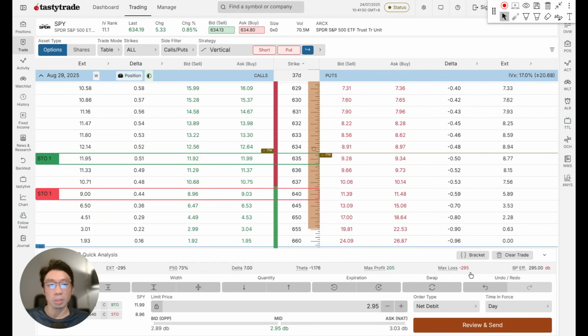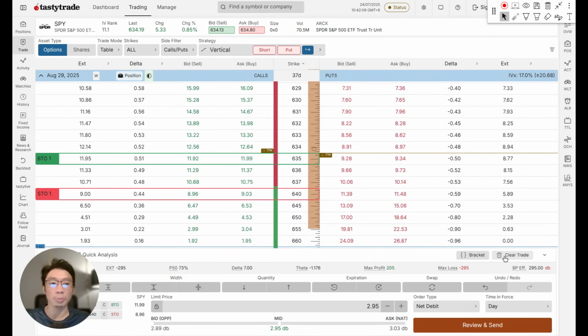And the max loss, as you can see, is not that much. It's only about $300. Your max profit is about $205. So you can see that if you have a very small account, you can definitely put on the bull call spread. Now, the other debit spread is the bearish debit spread.